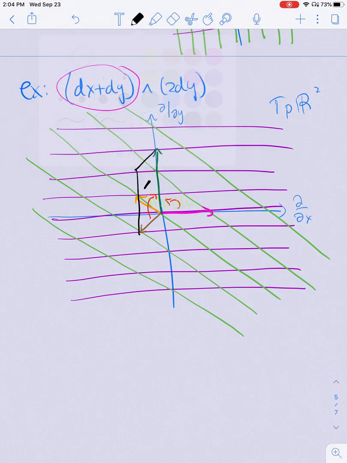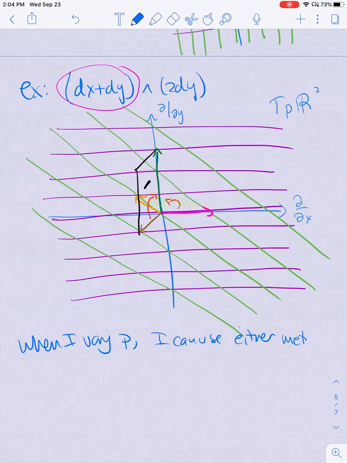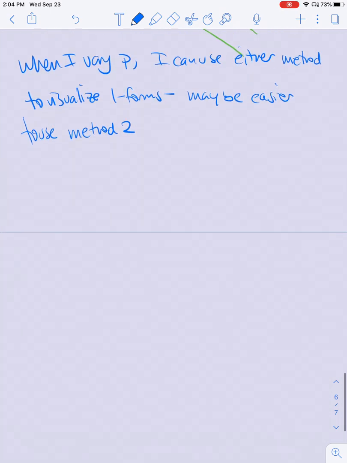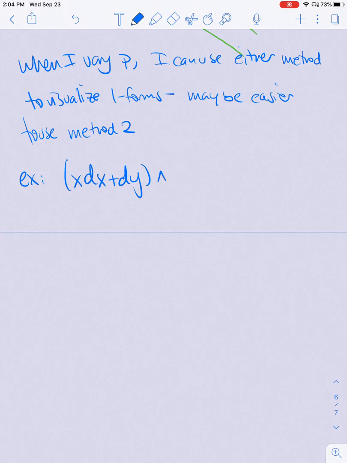And so how am I going to generalize this to when I vary p? I can use either of the methods to visualize the one forms. Maybe it's easier to use the second method. So as an example, let's do x dx plus dy, wedge dy.